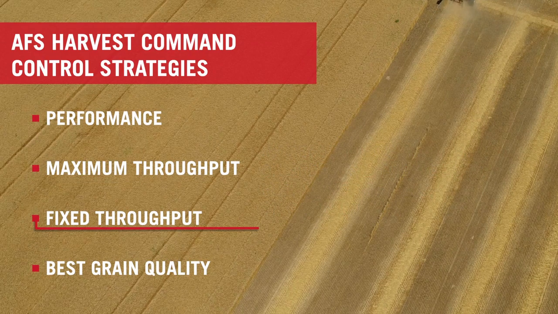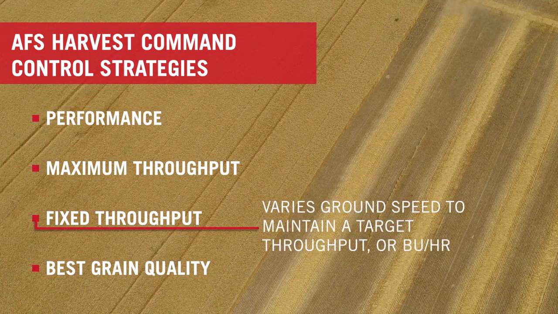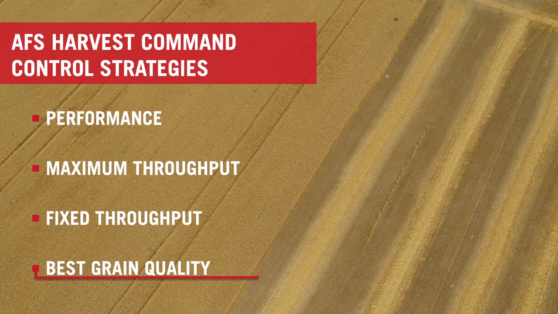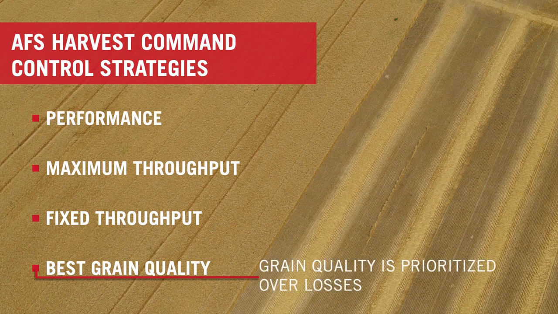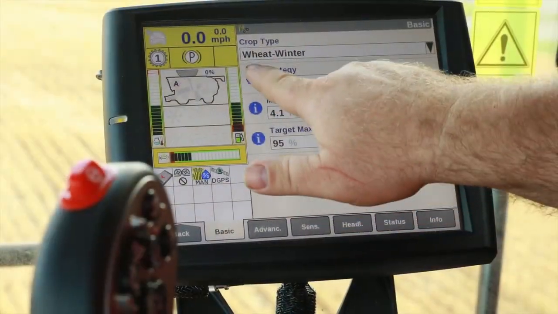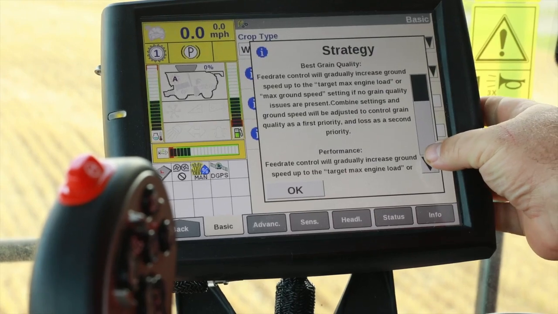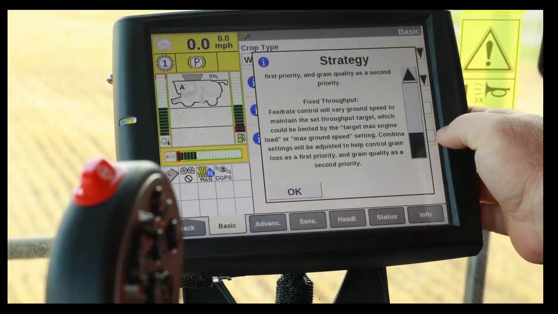Selecting fixed throughput enables the combine to vary the ground speed to maintain an established target throughput or bushels per hour. Selecting grain quality means grain quality is a priority. Grain quality is prioritized over the losses. As a reminder, pressing the blue I button provides a description of each of these 4 strategies.